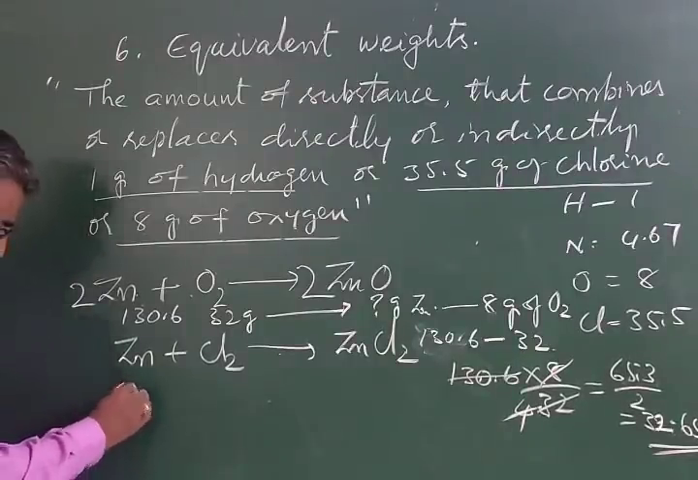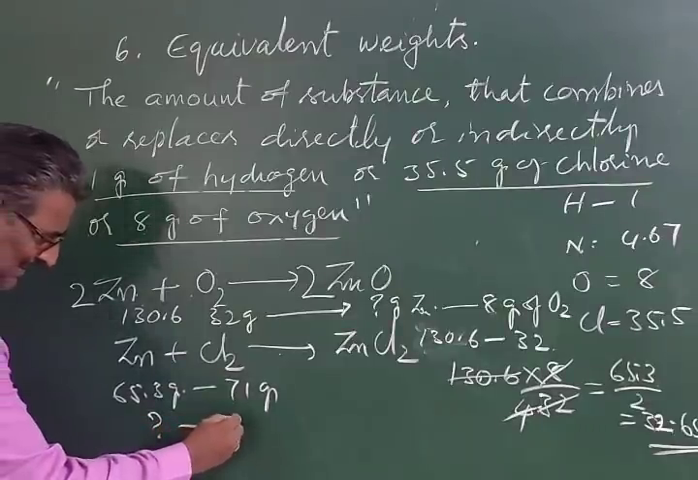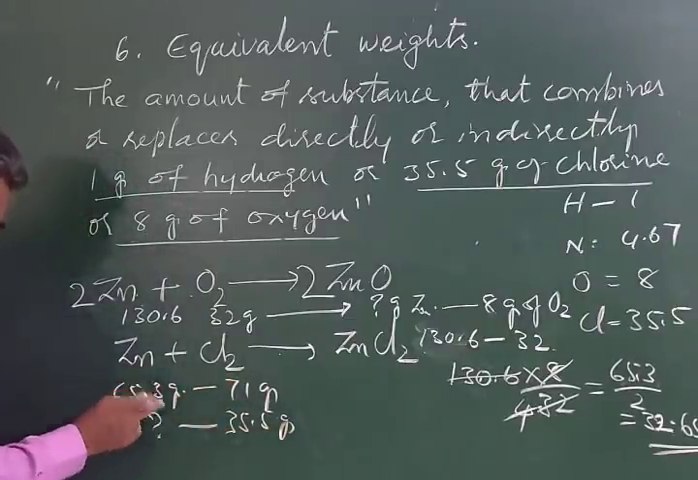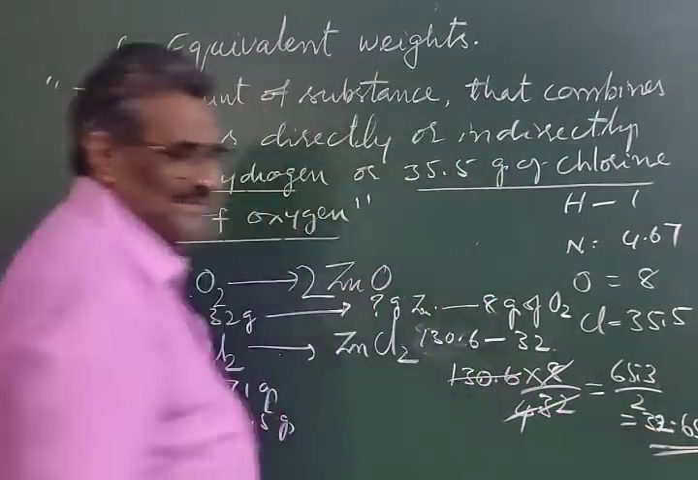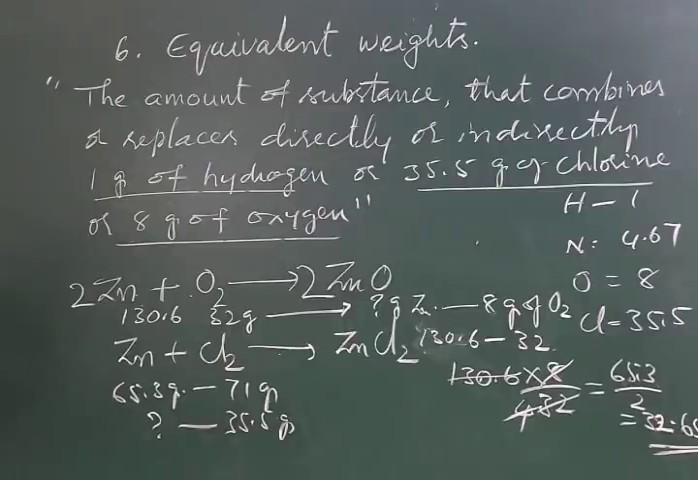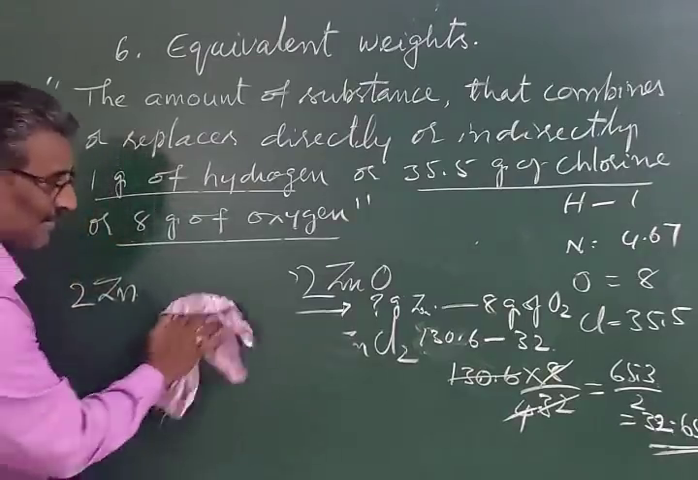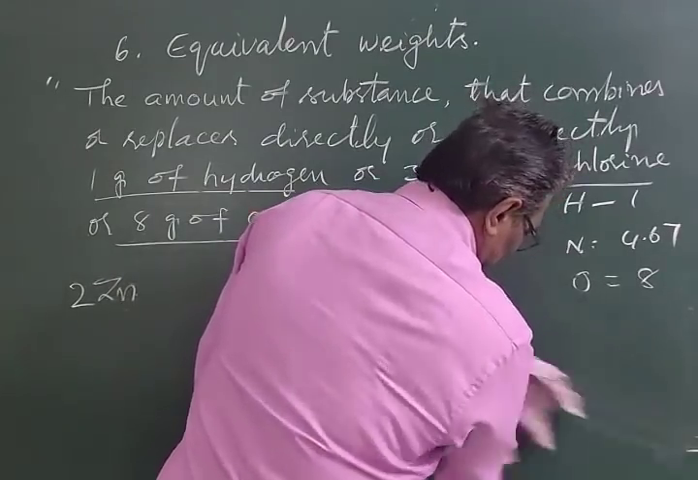So here, 65.3 grams of zinc reacts with 71 grams of chlorine. How many grams of zinc reacts with 35.5 grams of chlorine? This is half of this, so this will be half of this. 65.3 by 2, that will be 32.65. So either by comparison with 8 grams of oxygen or by comparison with 35.5 grams of chlorine, the amount of zinc reacting is the same. So equivalent weight of zinc is considered as 32.65.